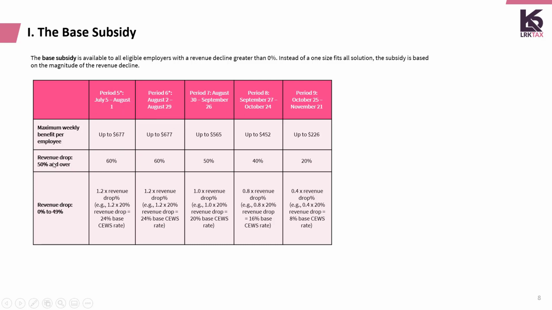So what happens is, if you have a revenue drop of 51% for this period, you'll take your wages paid in this period, multiply by 60%, and that is your base subsidy. It gets a little bit more complicated when you have a revenue drop of 0% to 49%. Obviously, this rule will no longer be applicable. You have to calculate a new subsidy percentage.